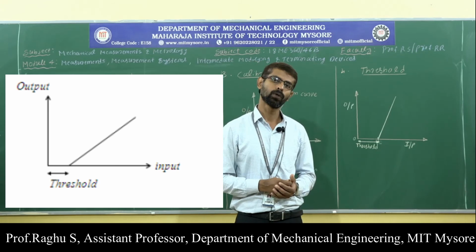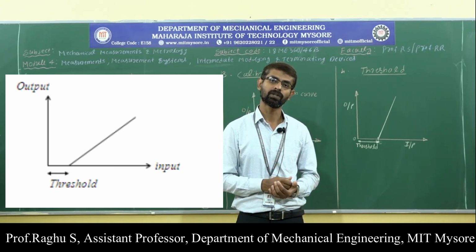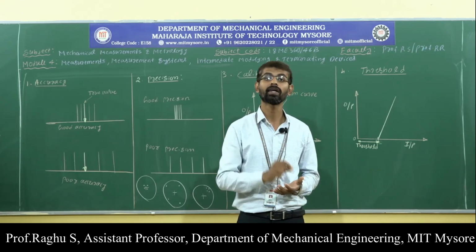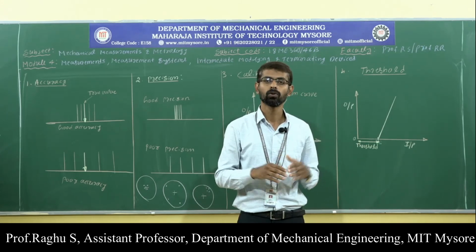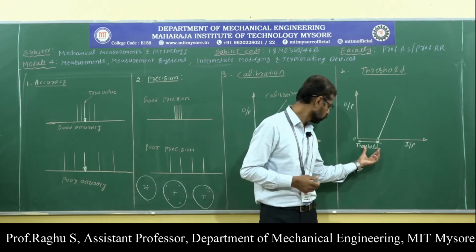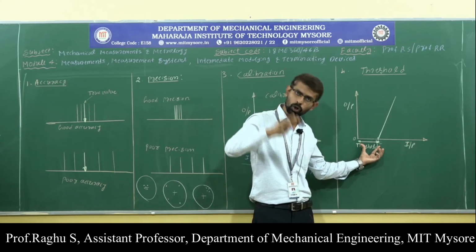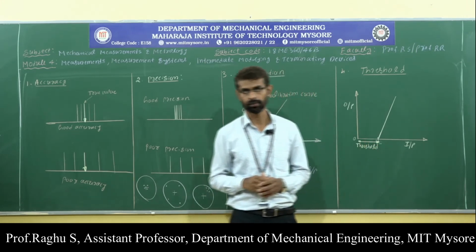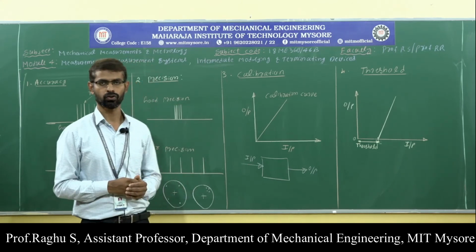For example, some pressure gauges will not respond till the pressure reaches 1 kilopascal. So, that 1 kilopascal is called the threshold. Up to that pressure, the pressure gauge will not respond. This is because of friction, which has to be overcome. Therefore, threshold means the minimum value of input below which there is no response, there is no output. These are all static characteristics of measuring instruments.